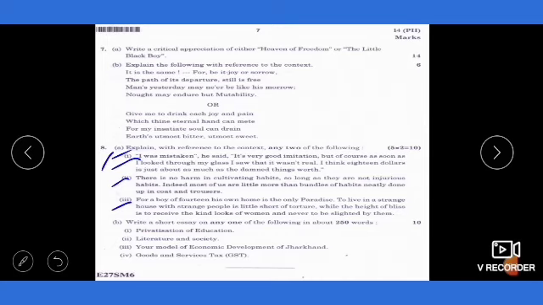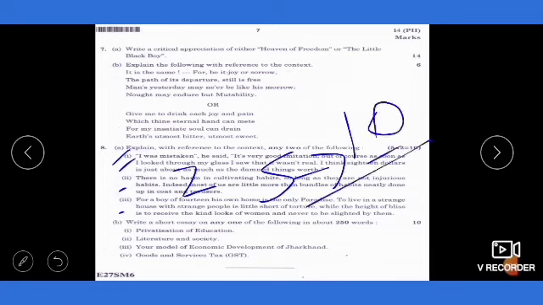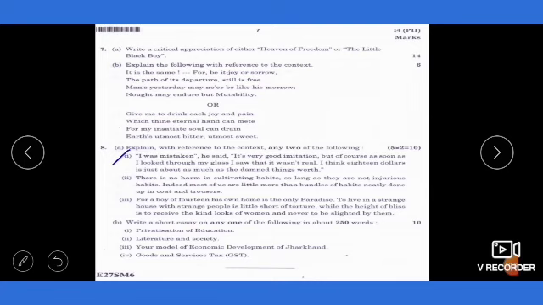Okay, in this question number 8A, you have to attend only 2. 3 questions are given. Among these 3, you have to attend only 2. And each question is of 5 marks. That is a total of 10 marks. Then comes B. Write a short essay on any one of the following of 250 words. Here 4 options are given. Among these 4, you have to write an essay on one and it is of 10 marks.